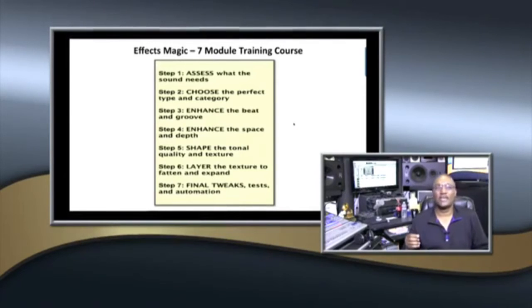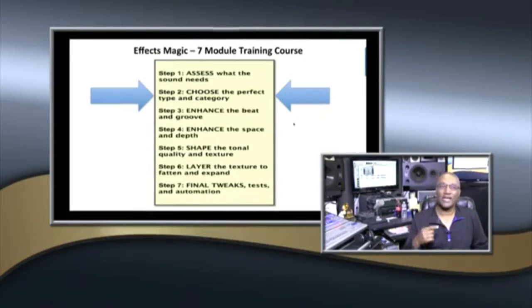Now what we're going to do today is based on my Effects Magic 7-module training course. We're on the second part. We already had part one, the step where we assessed what different sounds needed, whether a guitar needs chorusing, phasing, flanging, doubling, delay, or whatever, whether a vocal needs reverb or fattening, pitch shifting, or whatever. We included drums and various things to get an overview in Module 1.